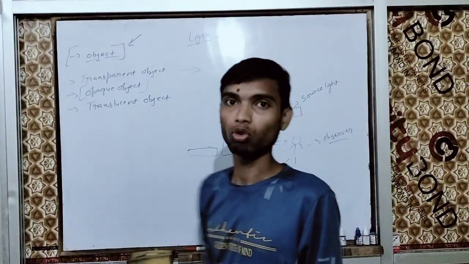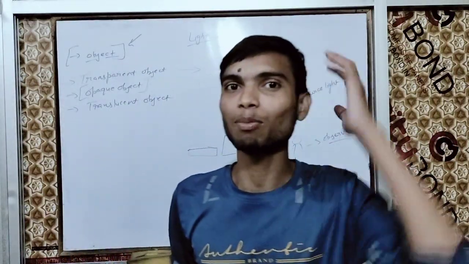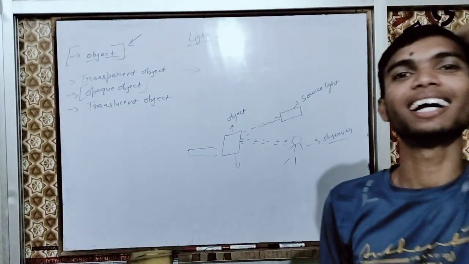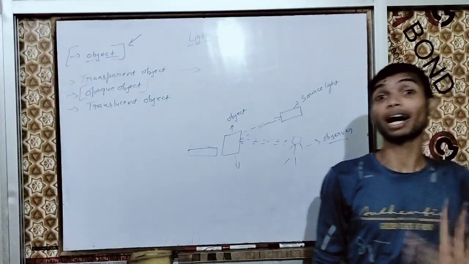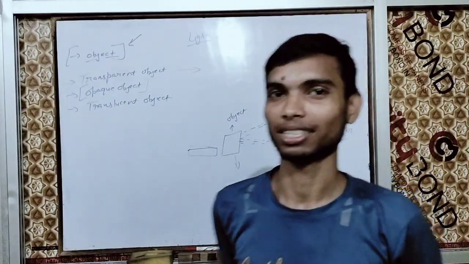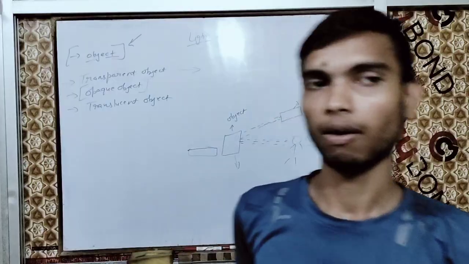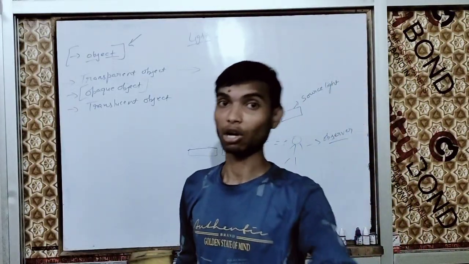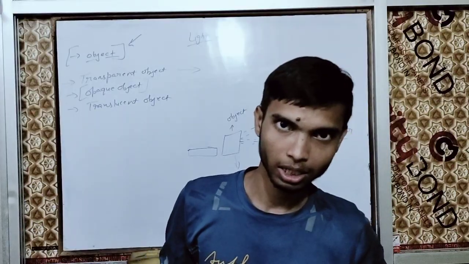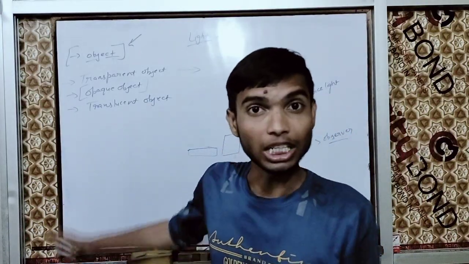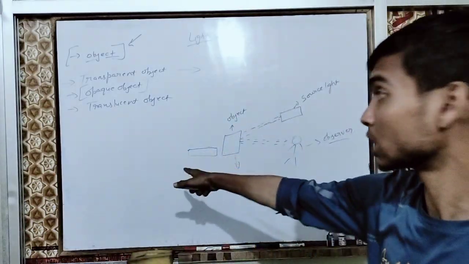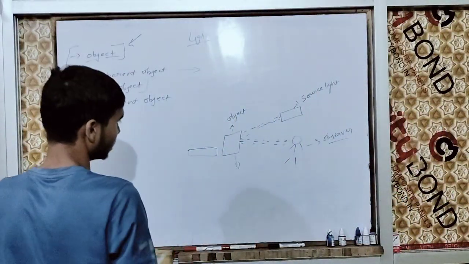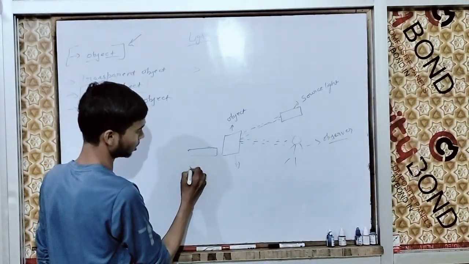Shadow is formed when light is blocked by an object. When light is blocked by an object, then shadow is formed. Are you understanding? What are you understanding? You are understanding the formation of a shadow by an object. Remember, this object is blocking, that's why it is forming a shadow. This is a shadow. Okay? This is a shadow.